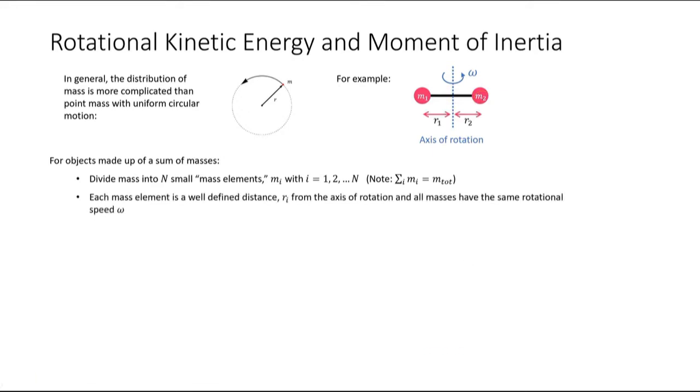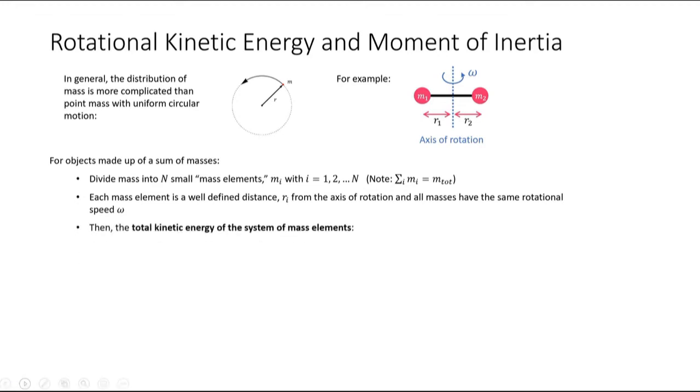All right, then we could think about the distance for each of those little bits of mass, so each of those mass elements, we can think about each of their distances from the axis of rotation. So here I've drawn in R1, which is the distance from the axis of rotation to mass 1, and then I've drawn in R2, which is the distance from the axis of rotation to mass 2. And then we know that if this object is rotating with angular speed omega, then both of those masses are going to have the same angular speed, even if they have different radii from the axis of rotation.